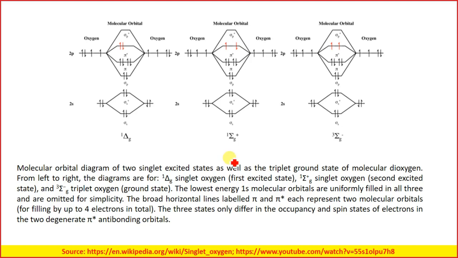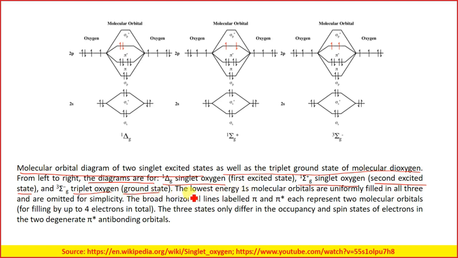Now, over here, this is a molecular orbital diagram of two singlet excited states as well as the triplet ground state of the molecular dioxygen. From left to right, the diagrams are for 1 delta G singlet oxygen, first excited state, 1 sigma plus G singlet oxygen, second excited state, and 3 sigma minus G triplet oxygen, the triplet oxygen ground state.